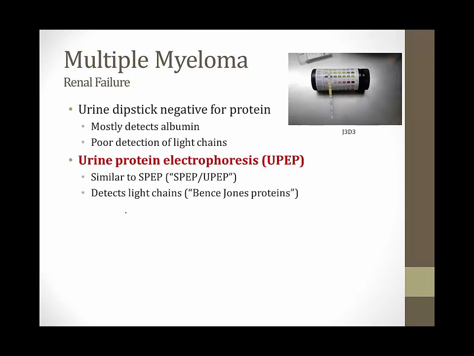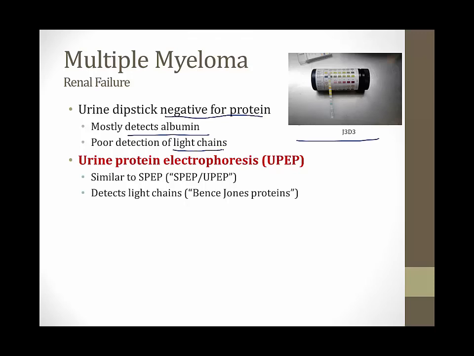In the renal section, I talked about lots of disorders like nephritic syndrome and nephrotic syndrome where protein appears in the urine. And in those disorders, I said that protein is often detected in the urine using a dipstick test. So you might think that in multiple myeloma, when light chains are in the urine, you could detect them with the urine dipstick test. But it turns out that the urine dipstick test is usually negative for protein when there are light chains in the urine. That's because the urine dipstick mostly detects albumin and it has poor detection of light chains.